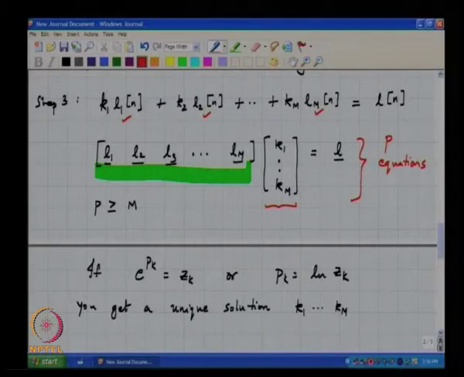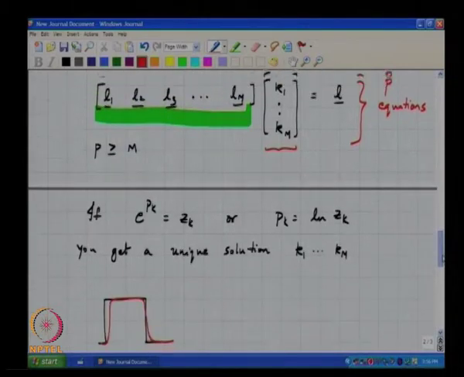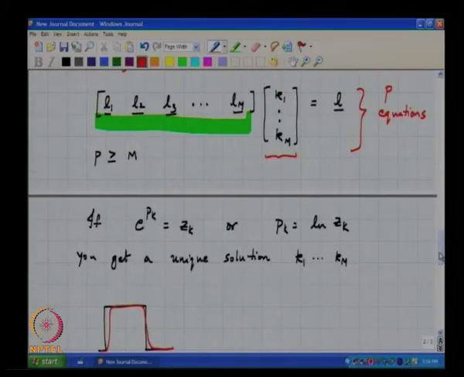All right, and that will result in p equations with only m unknowns, which thankfully can be solved to give you a unique solution.